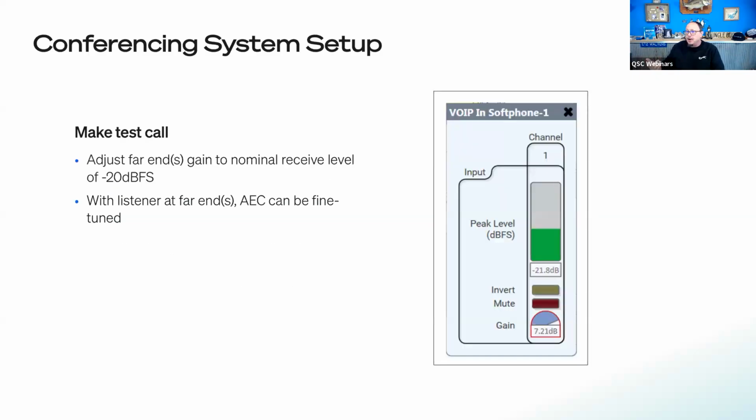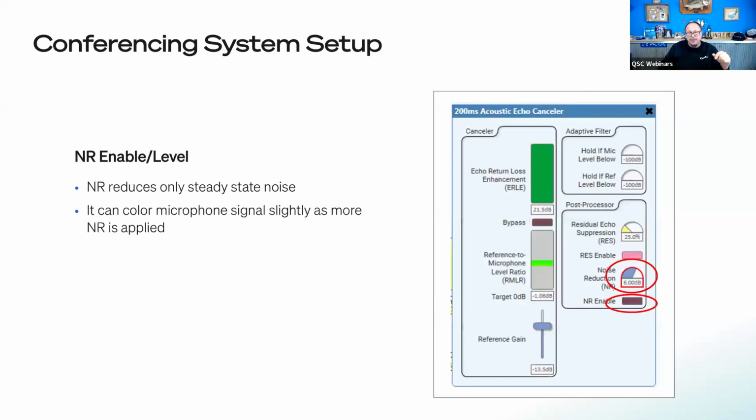Then you're just going to make a test call. You're going to adjust the far end gain levels to the nominal receive level, right? So the VoIP coming in, make sure it's at -20 dB full scale. With the listener at the far end, the AEC can then be fine-tuned. So you want someone listening on the other end of the call, and then that's how you're going to start fine-tuning it.